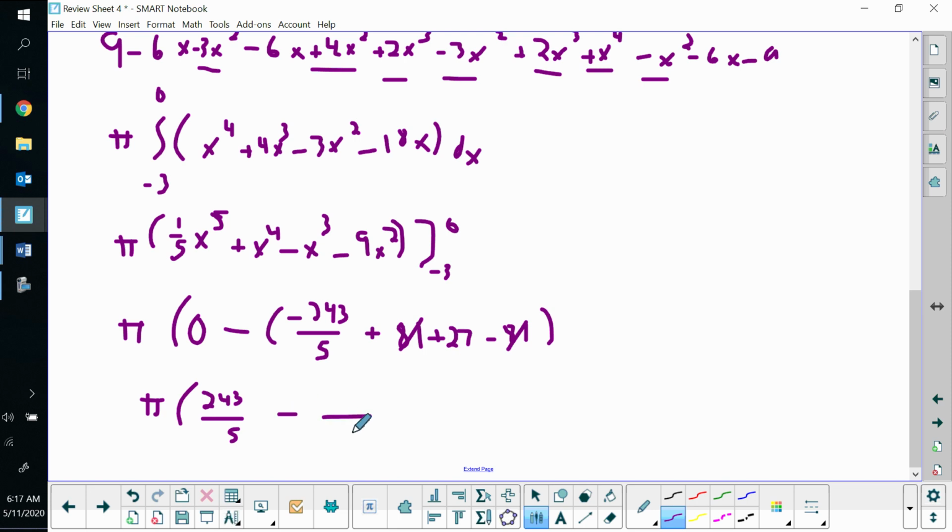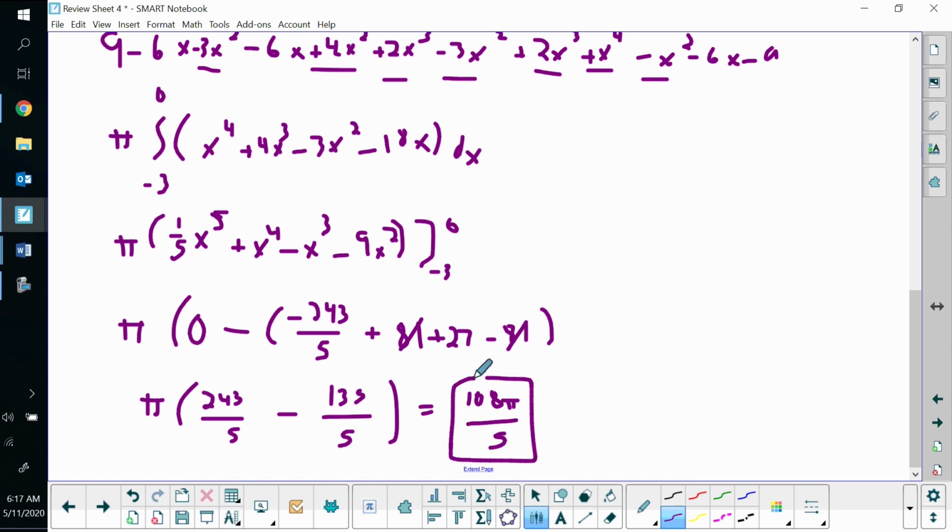Well, let's make the 27 be over 5. 5 times 20 is 100. 5 times 7 is 35. So we're going to have 135. So that would end up giving us 108 pi over 5. I said 8, but I wrote a 5. 108 pi over 5.